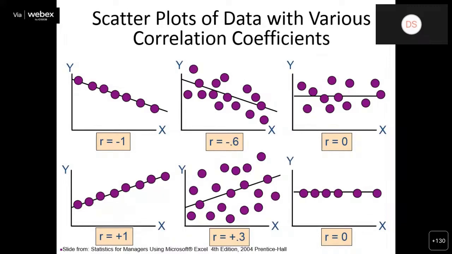These are some scatter plots of different correlation coefficients. The first is an example of -1 correlation. The second is an example of -0.6 correlation. The third is an example of correlation 0. The fourth is an example of correlation +1. The fifth is an example of correlation +0.3. And the sixth is an example of correlation 0.